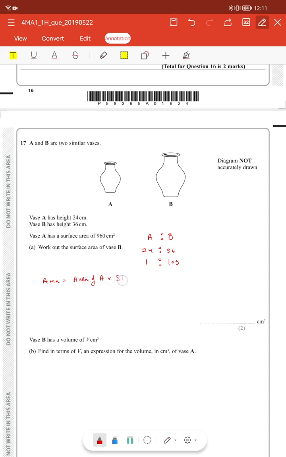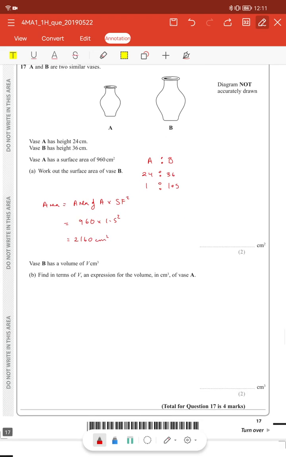Remember, for area, you have to do the area of A times the scale factor squared, which would give us 960 times 1.5 squared, which would give us 2,160 centimeters squared.